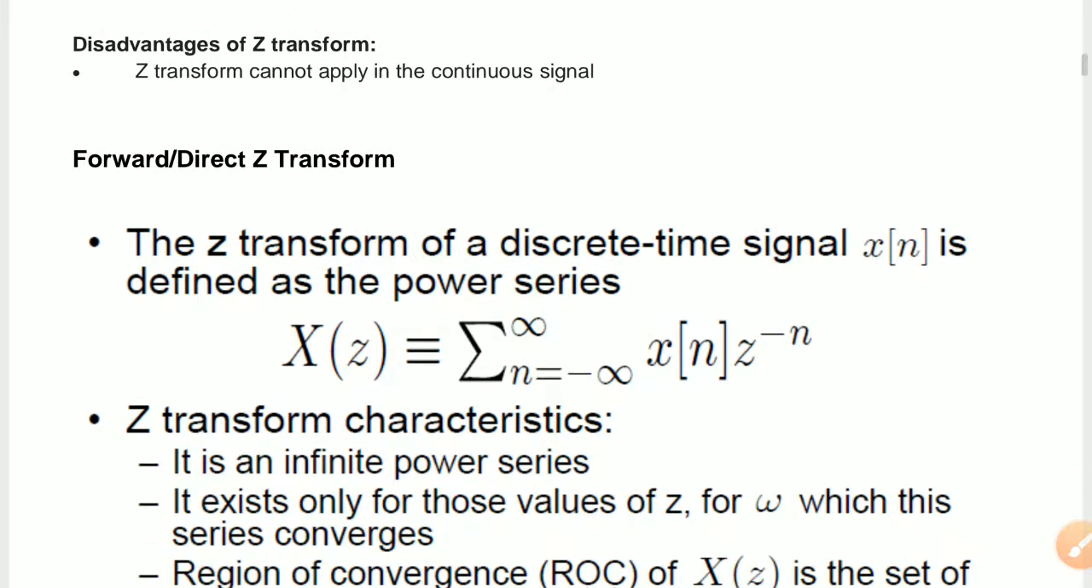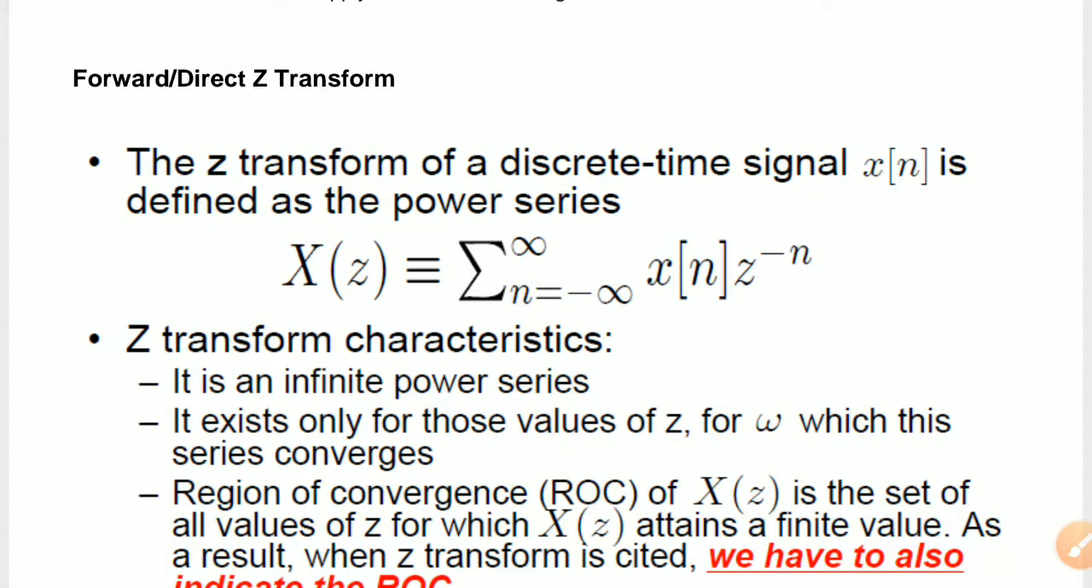Next we will move forward to the most important part, that is the basic equation of the Z transform. There are two types, that is the direct Z transform and the inverse Z transform. There are different equations for each type. We will quickly discuss the direct Z transform, one of the most important points of this subject, and all the calculations, all the properties and the methods totally depend on this direct Z transform.